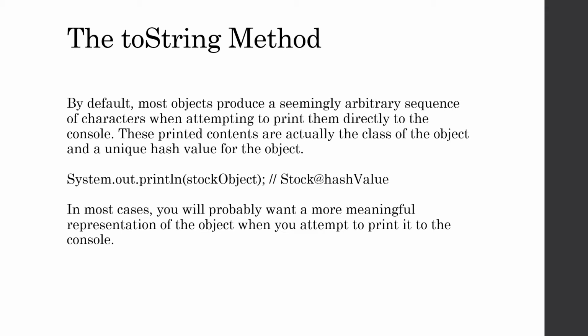So in this example that we have right here, it's going to do System.out.println, and then they're putting in a stock object. So this is assuming that there's some kind of stock class, and you've created an object of it. So you put it in right here, and then the comment that I've included is just describing what you can expect to see printing to the console. So it'd be something like Stock at, and then the unique hash value.